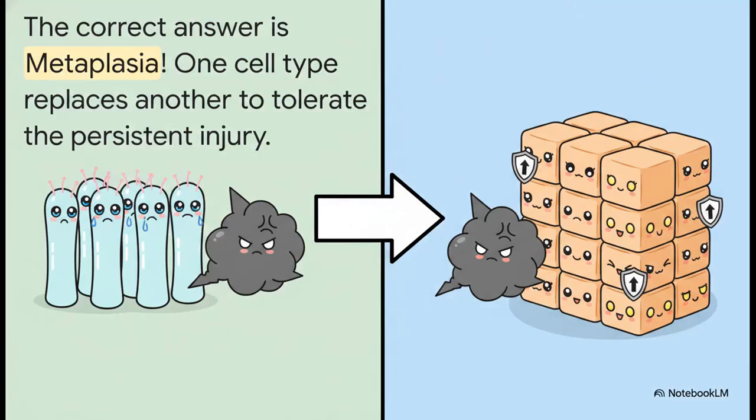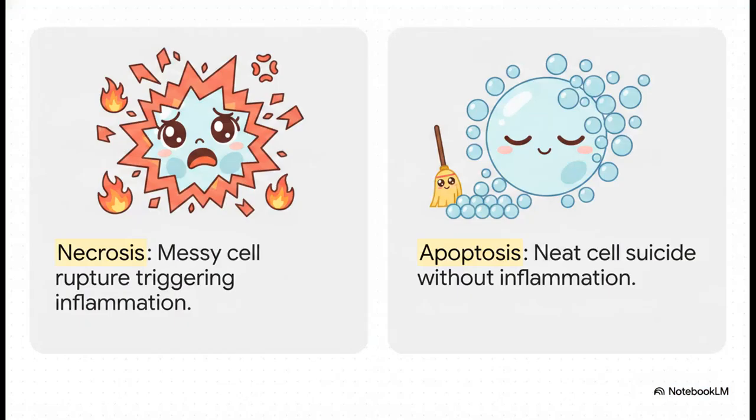It's the reversible conversion of one adult cell type to another. The body is honestly brilliant. It realizes those fragile original cells just can't survive the constant toxic smoke, so it swaps them out for a cell type that can actually handle the persistent injury. But what if the injury is just too severe, or it goes on for too long? Well, it crosses the line into irreversible territory and the cell dies.